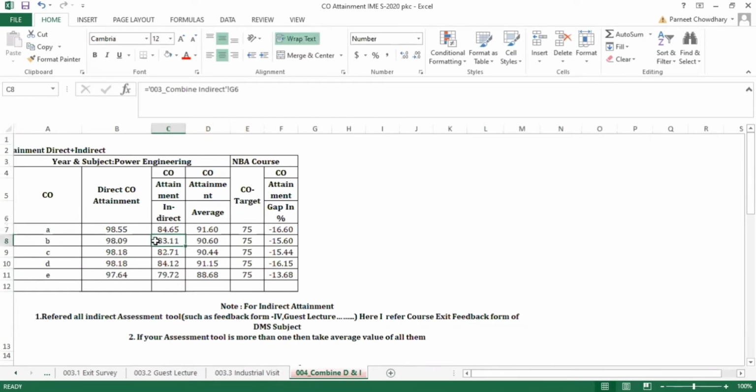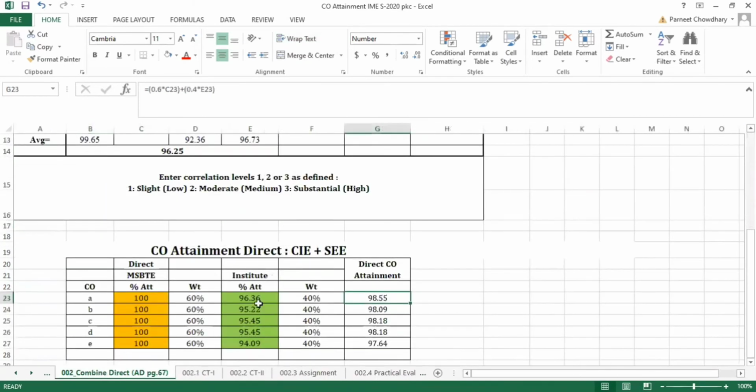Here again, there is actually no need to enter any value because these values are being dragged. You see direct CO attainment is coming from the 002 combined direct. We have this sheet, 002 combined direct. We have found this direct attainment, CO A to E. These values will be dragged as they are into my last sheet. So I don't actually have to enter any value.